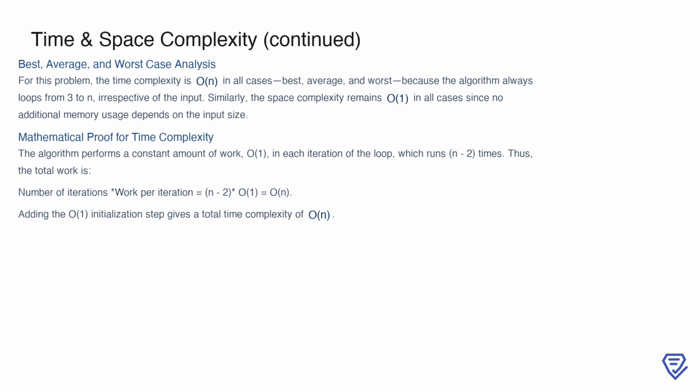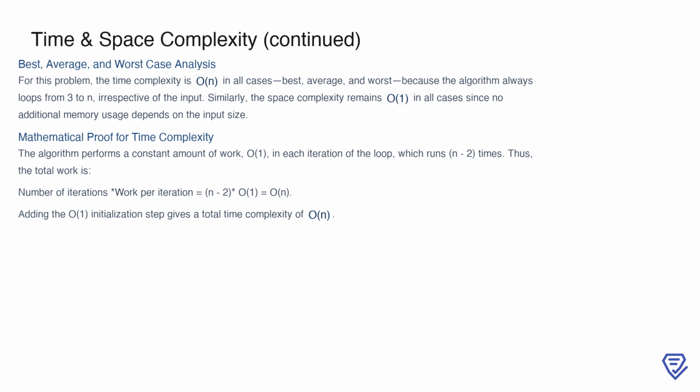For this problem, the time complexity remains O(n) across all scenarios: best, average, and worst case. This is because the algorithm always loops from step 3 up to step n, regardless of the specific input value. Similarly, the space complexity is always O(1), as the algorithm consistently uses a fixed amount of memory that does not depend on the size of n.